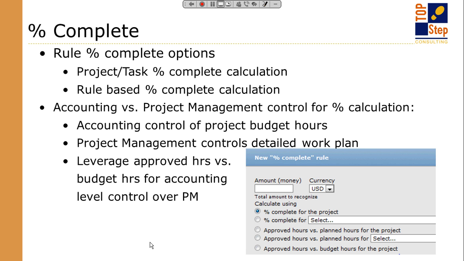Okay. And what I find is typically if there has to be some kind of control at the accounting level, accounting doesn't necessarily need to understand the tasks and the activities, so they would be controlling sort of the budget hours field, and that would control the percent complete calculation. Okay. If you're dealing with project managers controlling the project plan and the percent complete, then the project managers would not use budget hours. They would use task level information like planned hours or even the percent complete calculation.